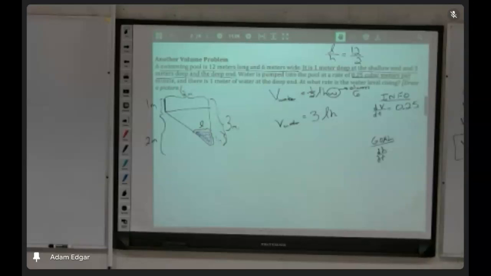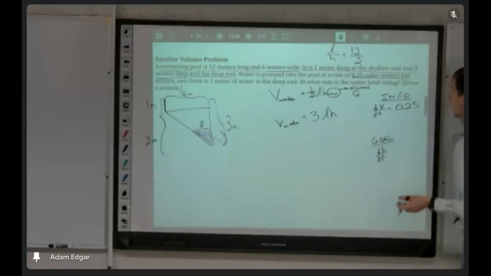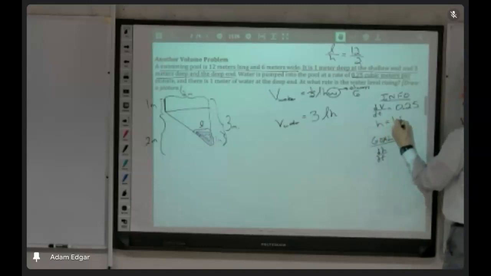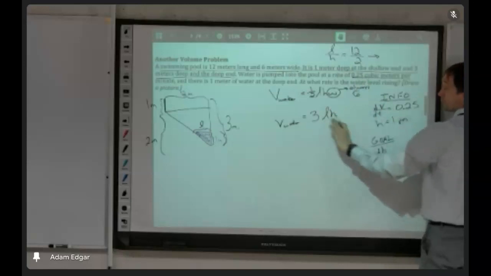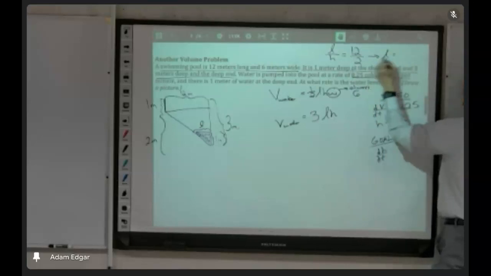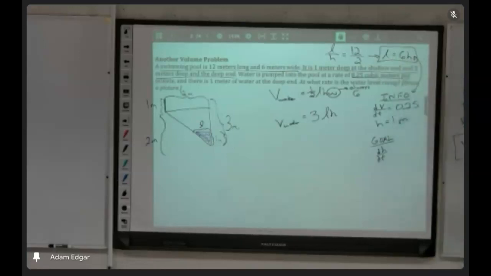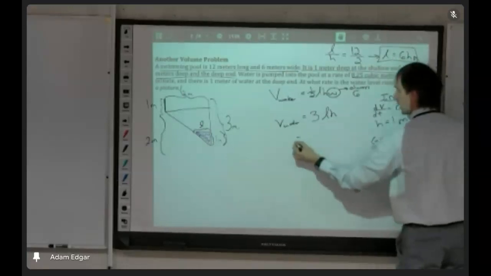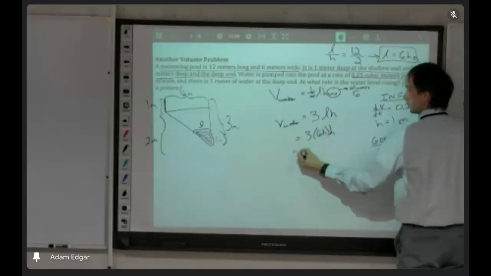So, who do you want to get rid of? I guess we want to find out dH/dt, right? So we got to get rid of L, right? Oh, also we know that the height of the water right now is 1 foot. Or 1 meter, whatever it is. It's one. So, we want to get L gotten rid of. So let's isolate L. So L equals multiply h over, and 12 divided by 2 is 6. So that's our other piece of information. That gives us a length to height relationship. And now we can come down in here and say, let's get rid of L, and this is 3 times 6h times h, which is really 18h squared, right?